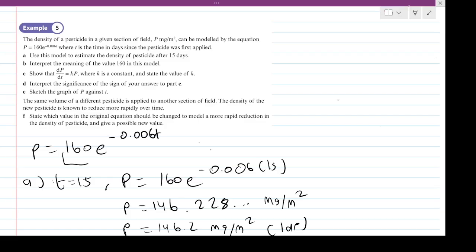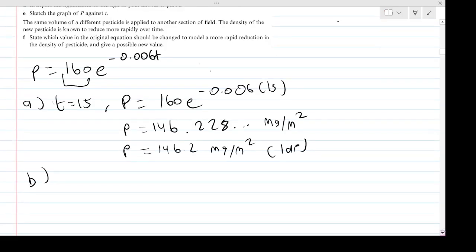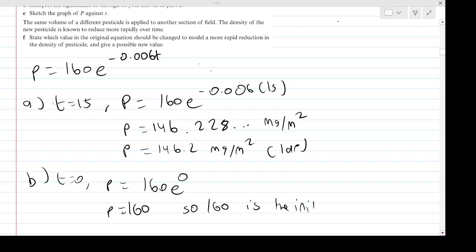If we consider t to be 0, then P would be 160e to the power of minus 0.006 times 0, which is e to the 0 overall. Anything to the power of 0 is 1, so P is just 160. That tells me that t equals 0 is the start, so 160 is the initial density of the pesticide.